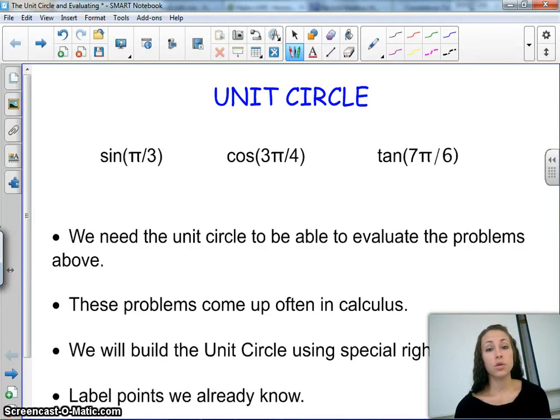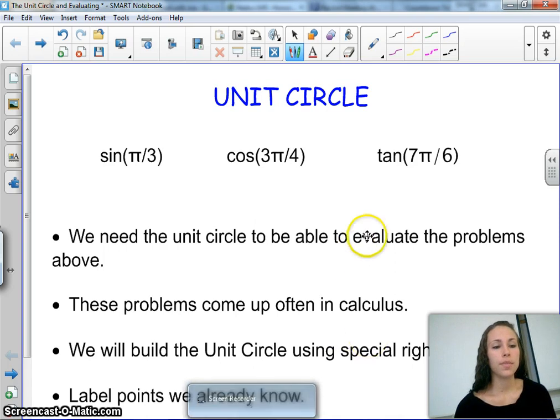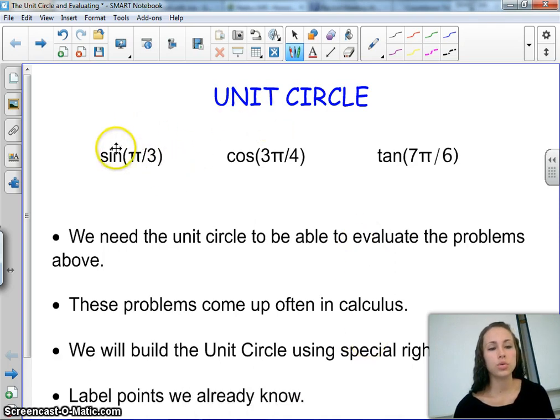Alright, so we're going to start one of the most important things that you're going to learn in here, and that you'll use a lot in calculus. And so this is a really, really, really important lesson about the unit circle. And so the unit circle we use to evaluate problems like we have right here. Okay, and so right now you don't know how to do that right off the top of your head, but using the unit circle you'll be able to.